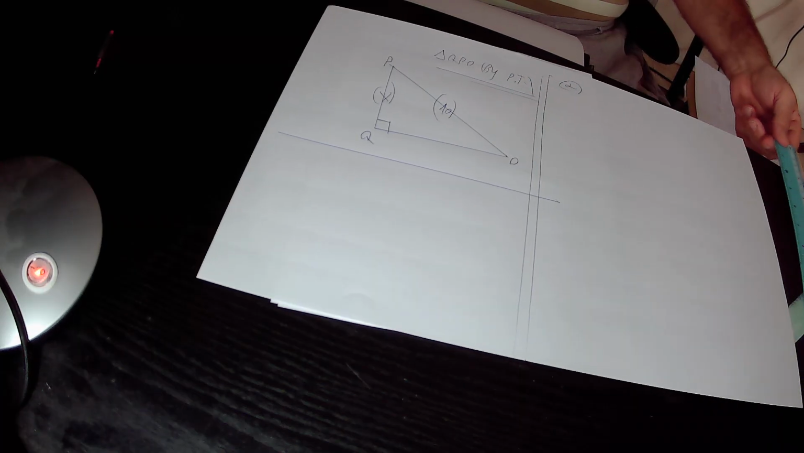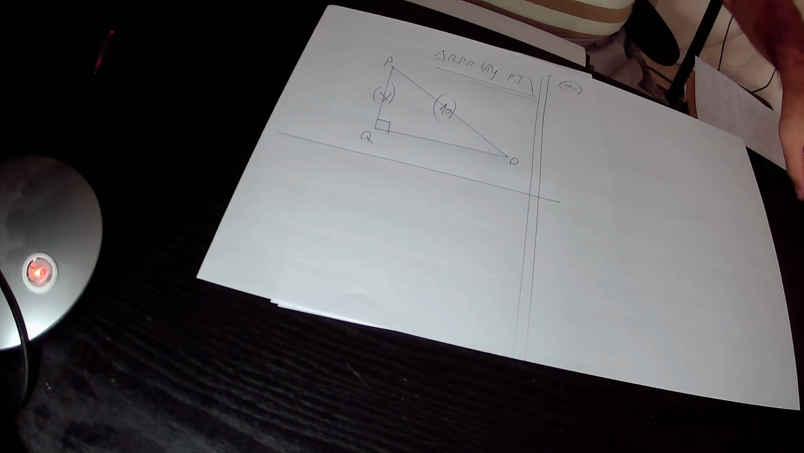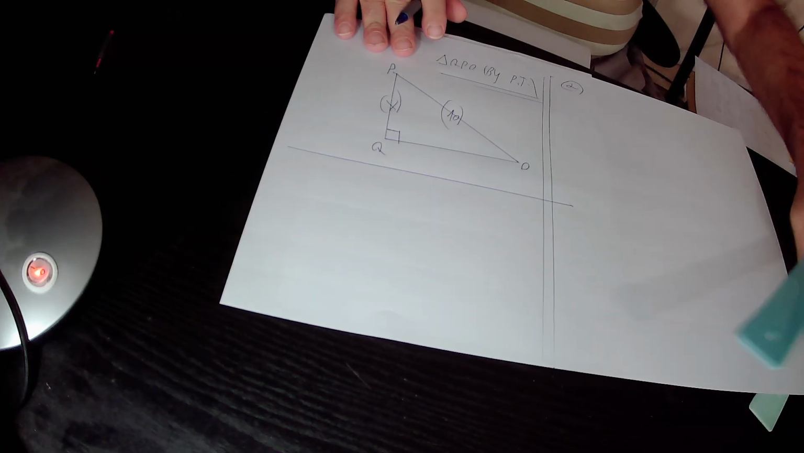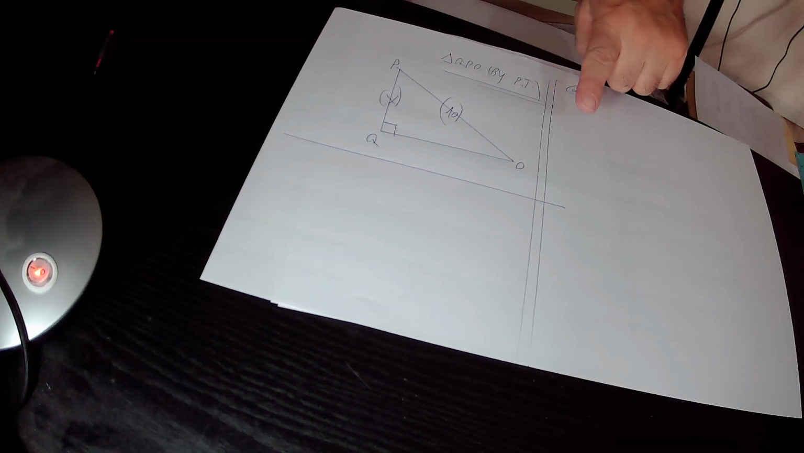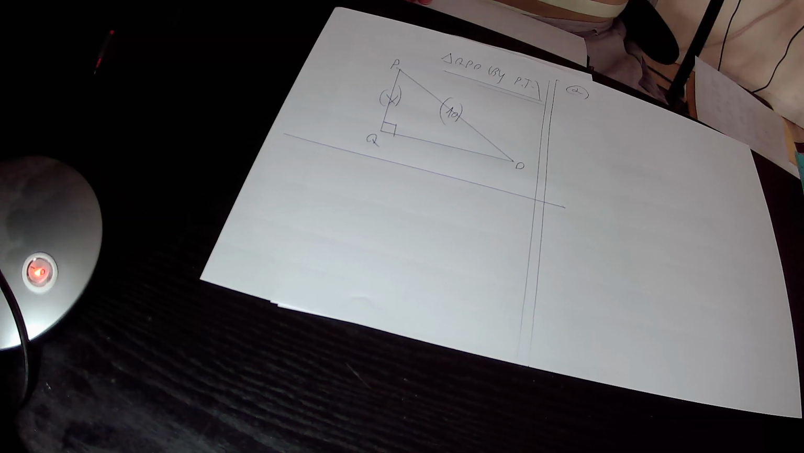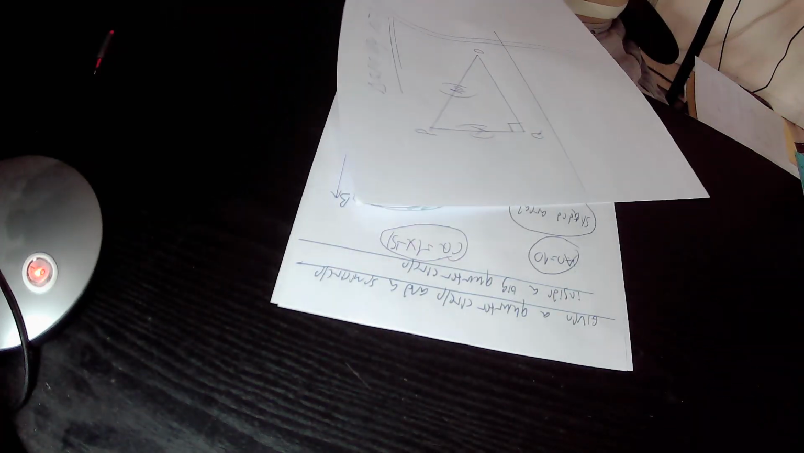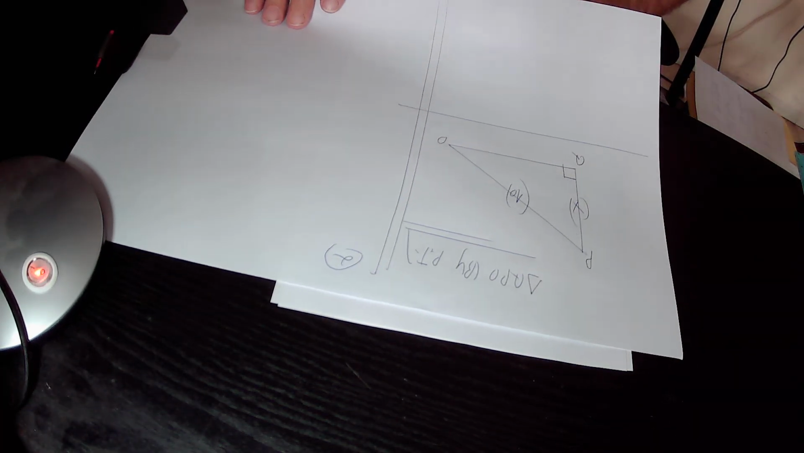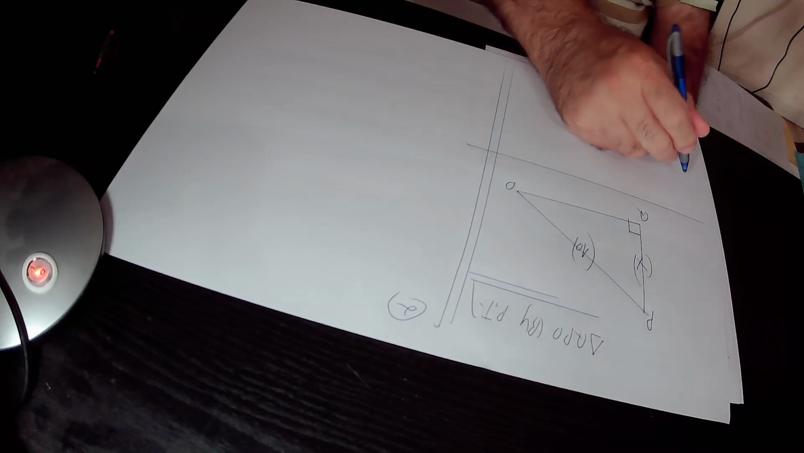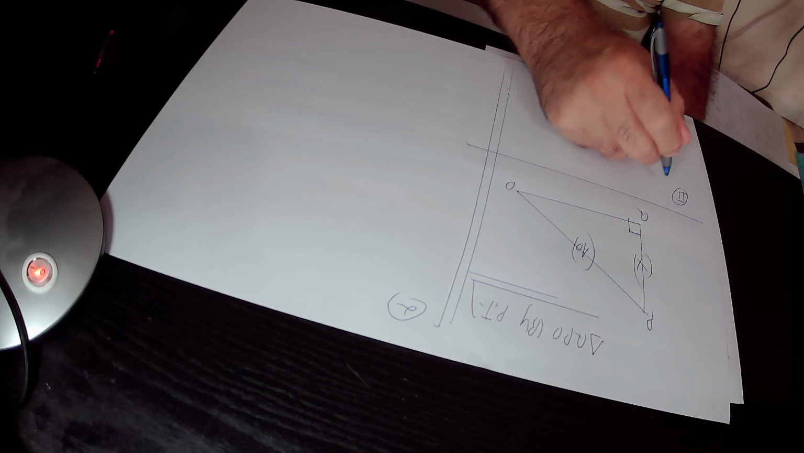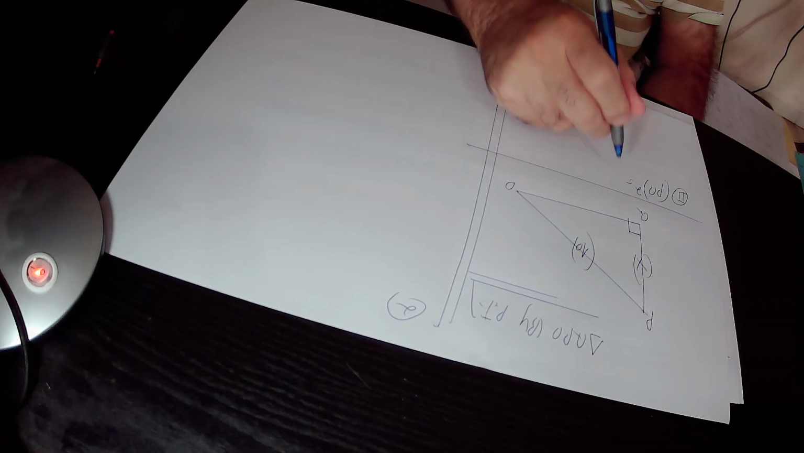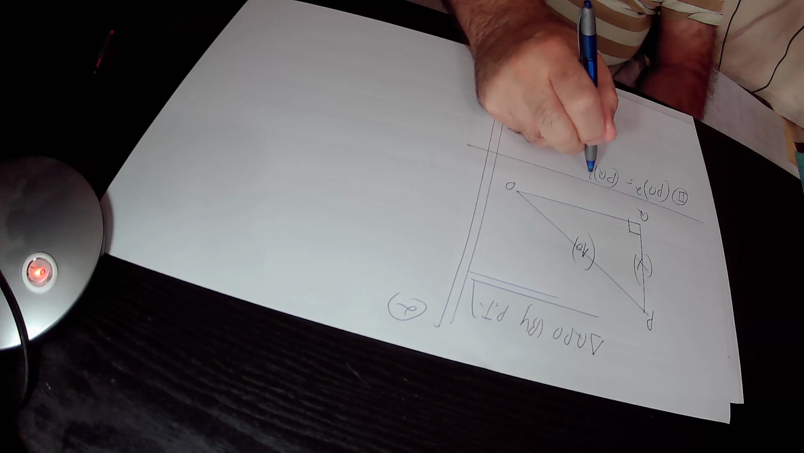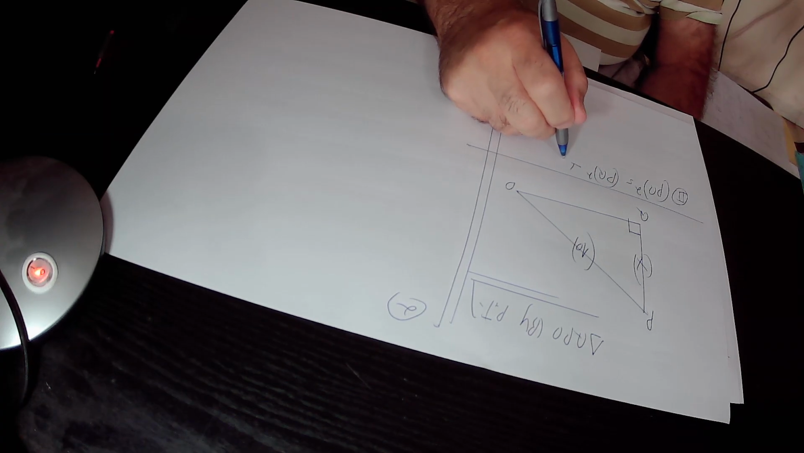In this right triangle PQO, according to the Pythagoras theorem, PO squared, that is the square of the hypotenuse, equals PQ squared plus QO squared. So I'll write it down. This will be equation 2. So PO squared, that is the square of the hypotenuse, equals PQ squared plus QO squared.